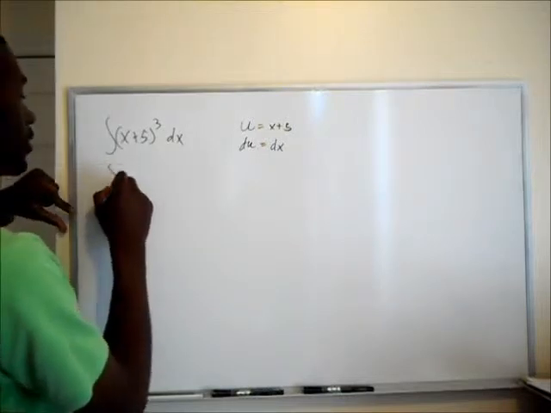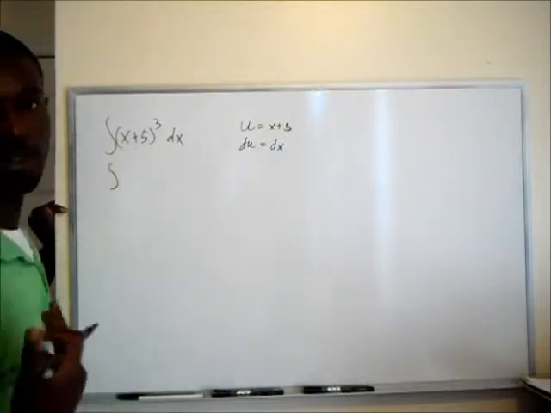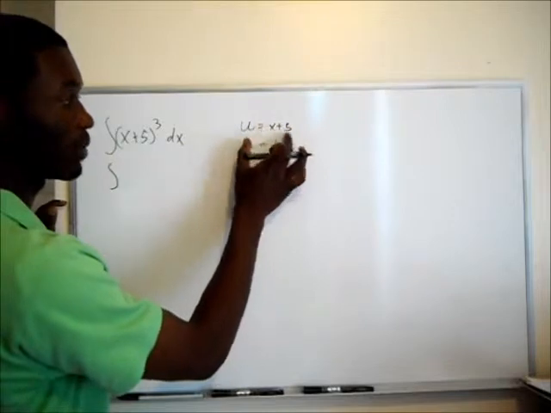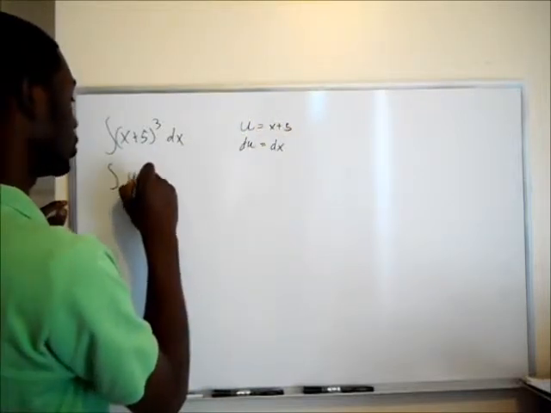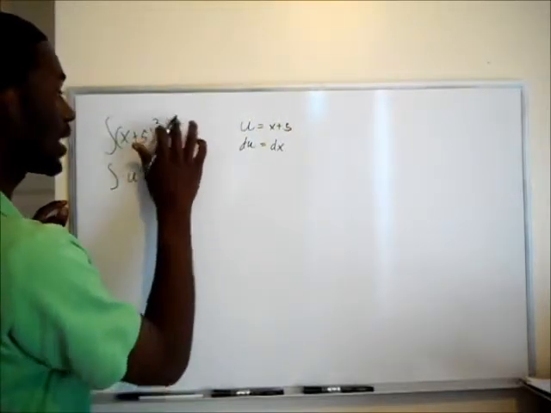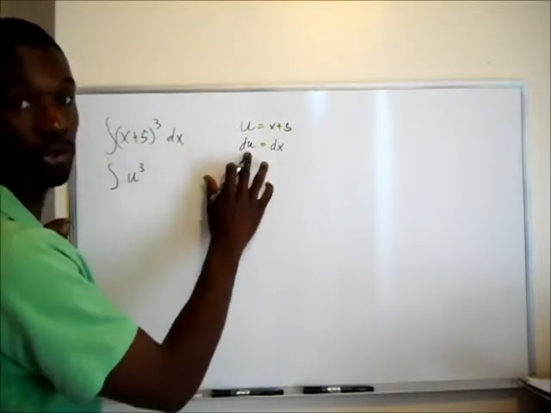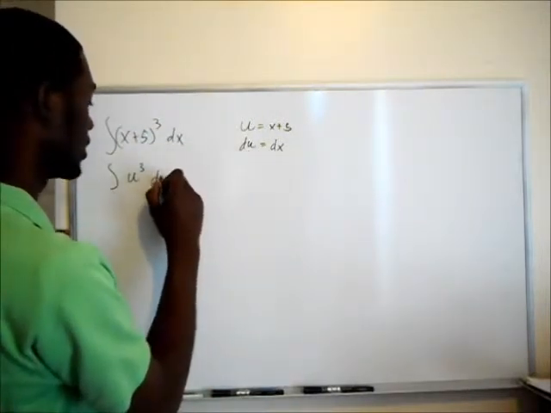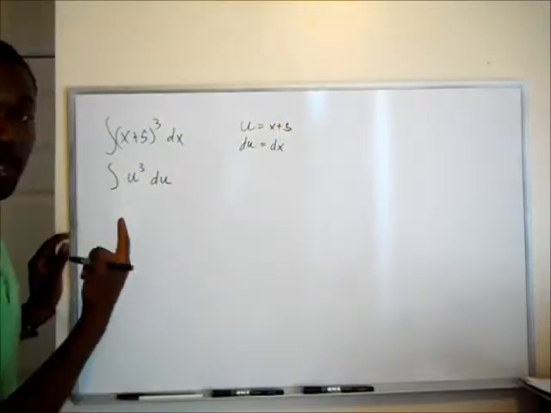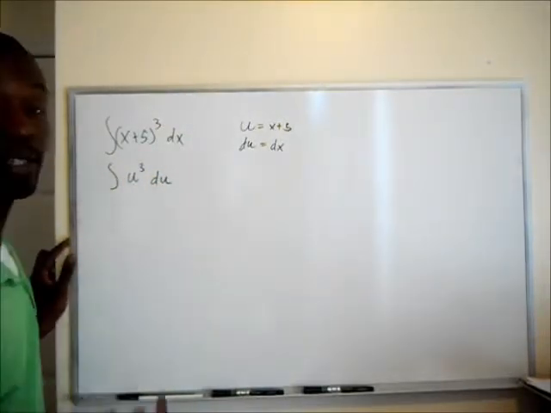So now this is the integral of x plus 5, but oh yeah, I made that substitution, x plus 5 is u. So it's going to be u cubed. Now dx, I don't need any x's. What was dx? Well, dx is just equal to du. Okay? So now this is my new integral. The integral of u cubed du.